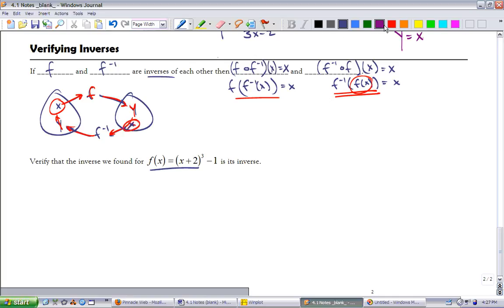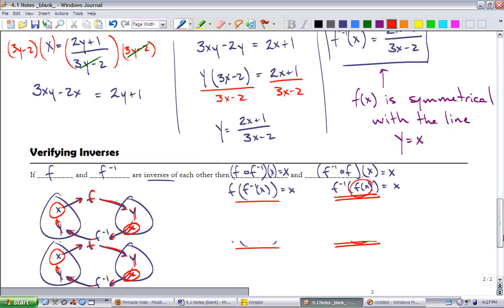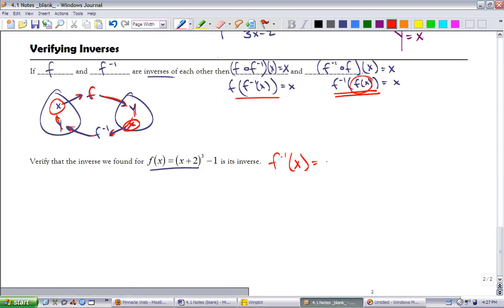Okay, well, first off, we found that the inverse in this case, I'll go up here and find it again, was the cube root of x plus 1 minus 2. Okay? So, according to this property, we should be able to take the composition of f with its inverse. In other words, we're going to take f and put the inverse into it. And that should equal x.